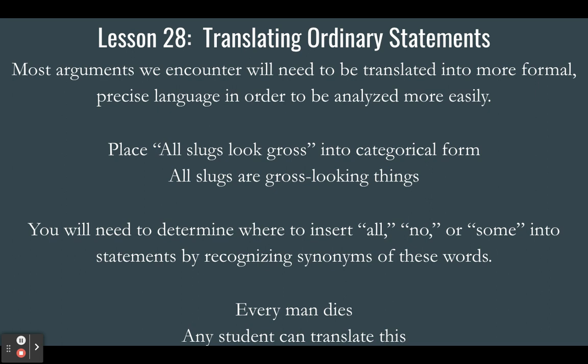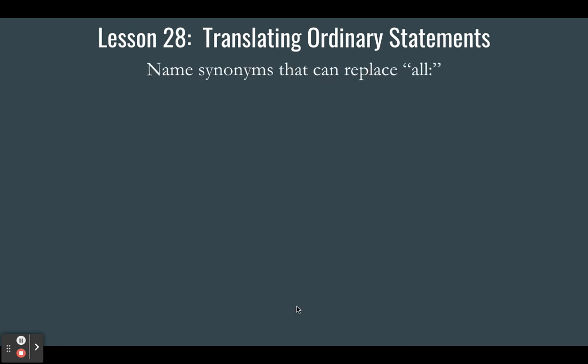So we've got our all, no, or some, we've got our subject, we've got our helping verb, and then we've got our predicate nominative. And so we put it in that form, and that's how we do this. Okay, so let's move on and let's see some of these other statements we'll need to learn how to translate.